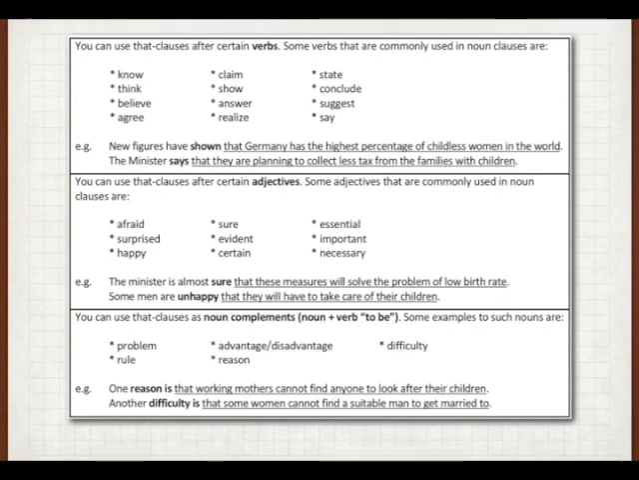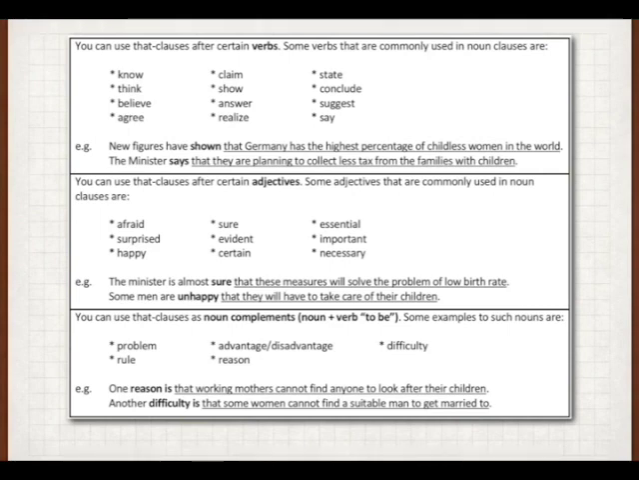Another interesting thing is we can actually use adjectives before noun clauses. For example, afraid, surprised, happy, sure, evident, certain, essential, important, and necessary. Now this is very interesting. For example, let's look at the second example because that's a very good example. Some men are unhappy that they will have to take care of their children. In this case, that they will have to take care of their children is the noun clause, and we have the noun clause after the adjective unhappy. You can also use noun clauses after the verb to be.